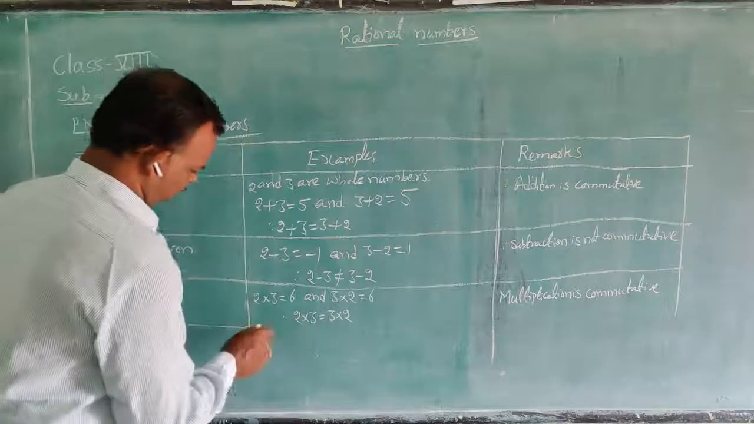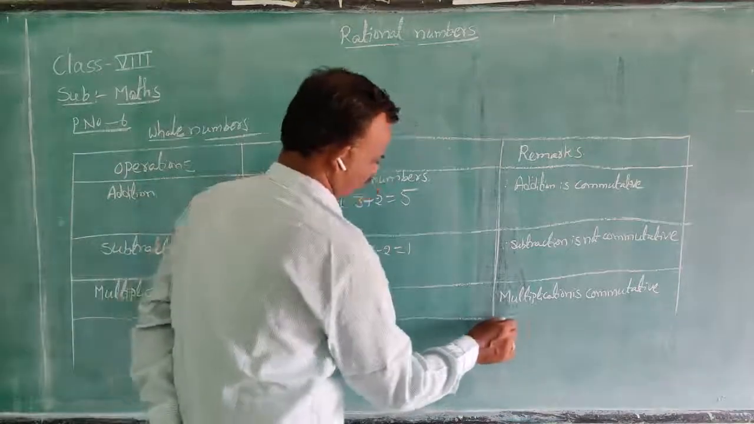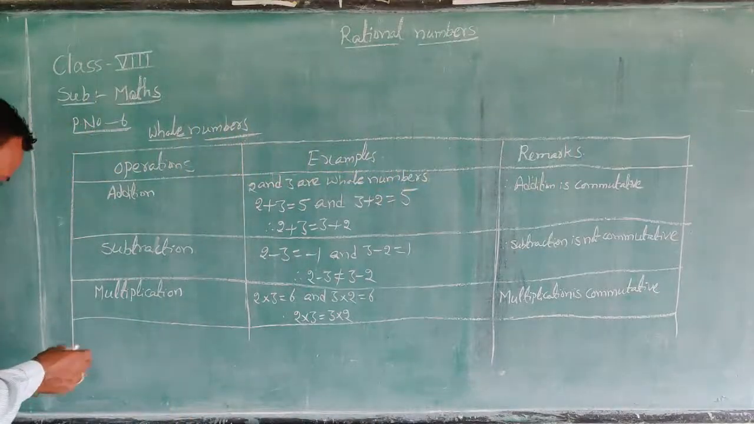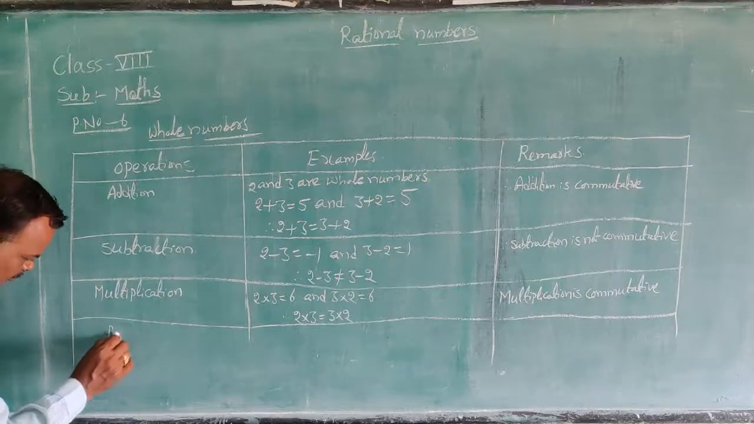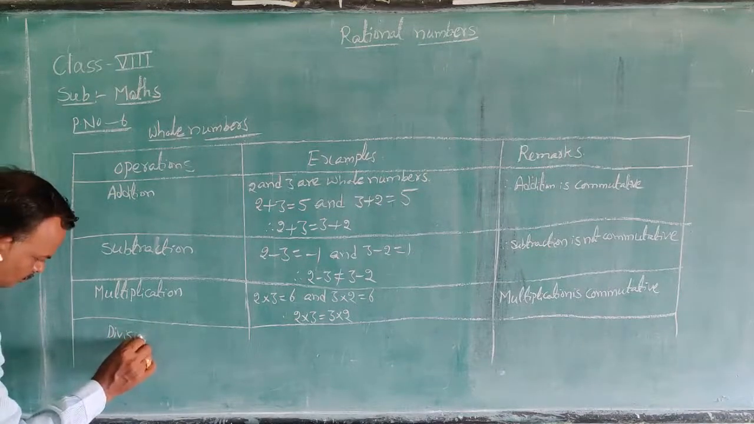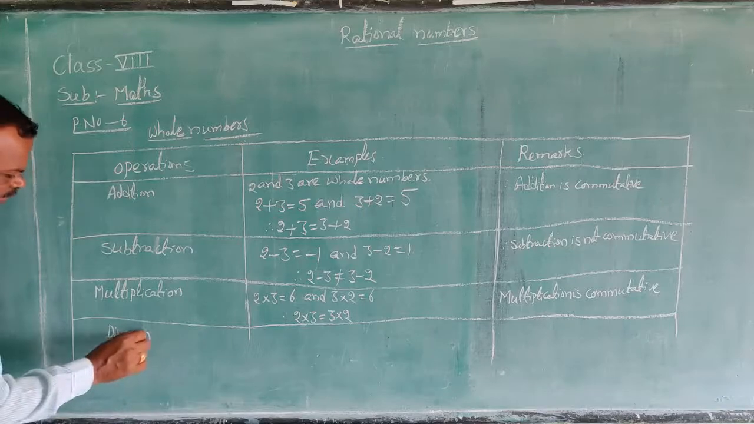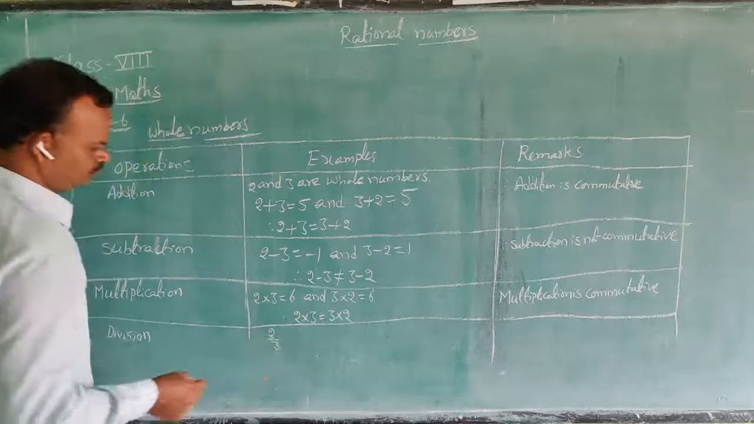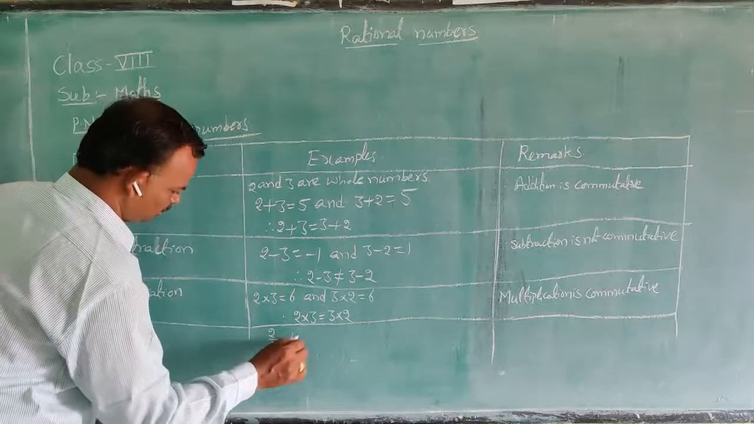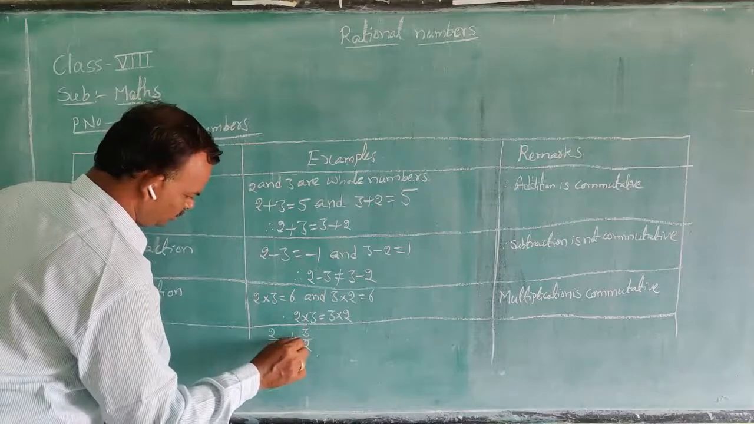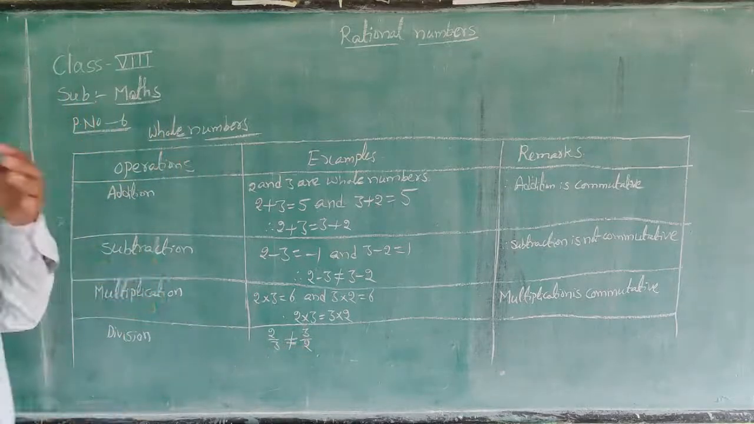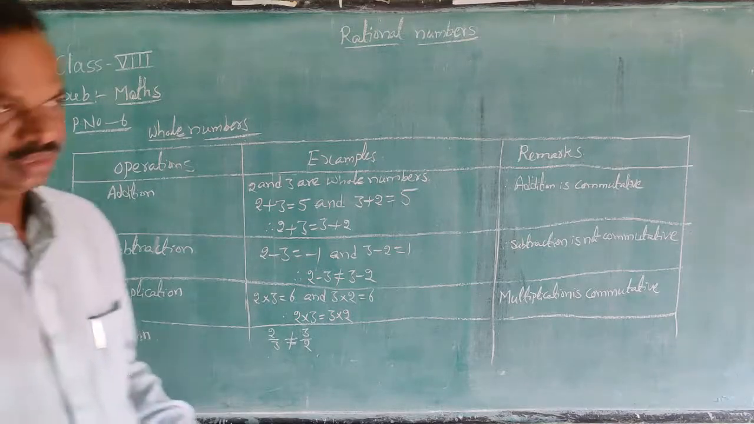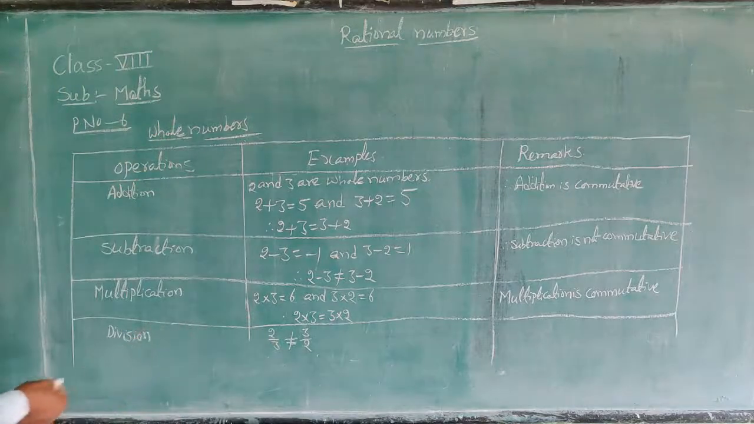And the next one is division. The values 2 by 3 and 3 by 2. These two values are not equal, so it does not hold. 2 by 3 is not equal to 3 by 2, or 2 divided by 3.